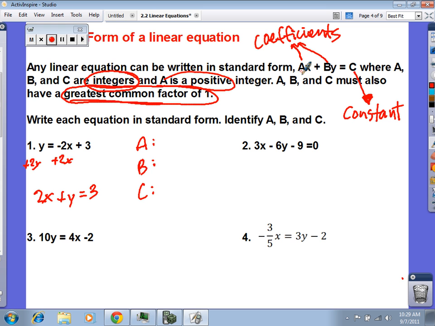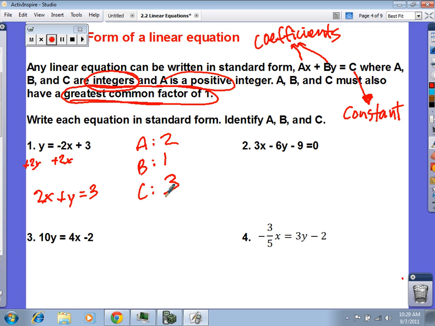A is the coefficient of x, so it's the number in front of x. What's in front of x? A is 2. B is the coefficient of y. So what number is touching y? 1. And C is the constant. It is the number all by itself with no variables.